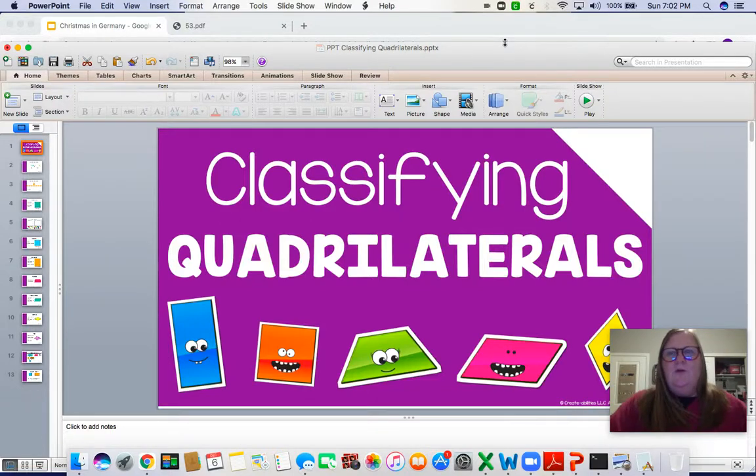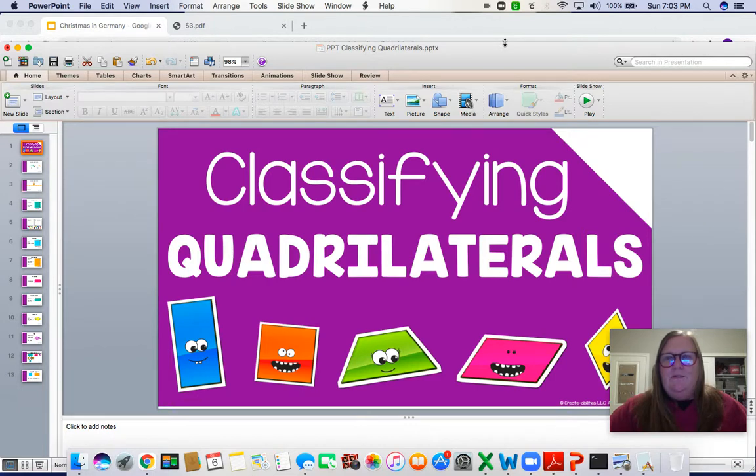Hi, boys and girls. Today we're going to talk about a type of polygon called a quadrilateral. Before we start talking about quadrilaterals, I just want to review about polygons that we learned about last week. Remember, a polygon has straight lines. That means it doesn't have any curved lines. We also talked about how a polygon is a 2D shape, not a 3D shape.